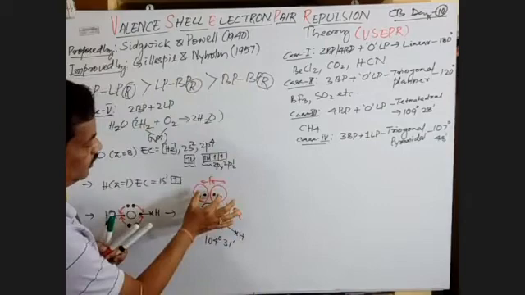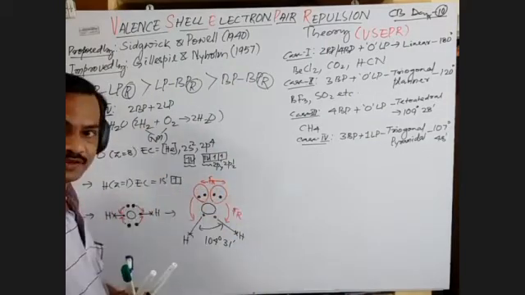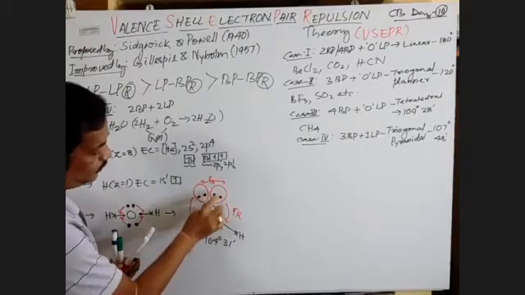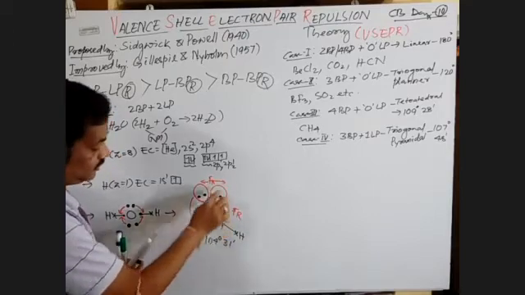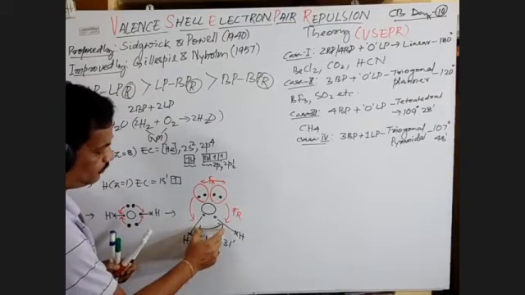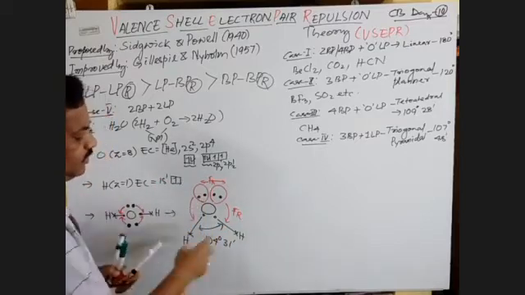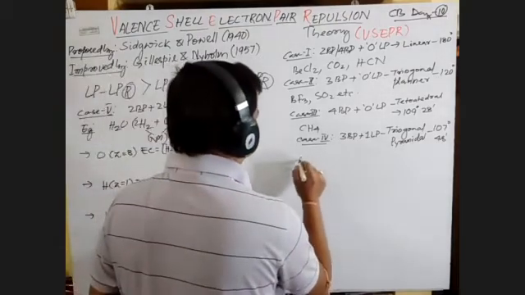So here there are two lone pairs, so they repel more and they will occupy more space. These lone pairs will repel the bond pairs further, and the bond pair repulsion is just decreasing. That's why the bond angle is decreasing to 104 degrees. So this is your case 5.